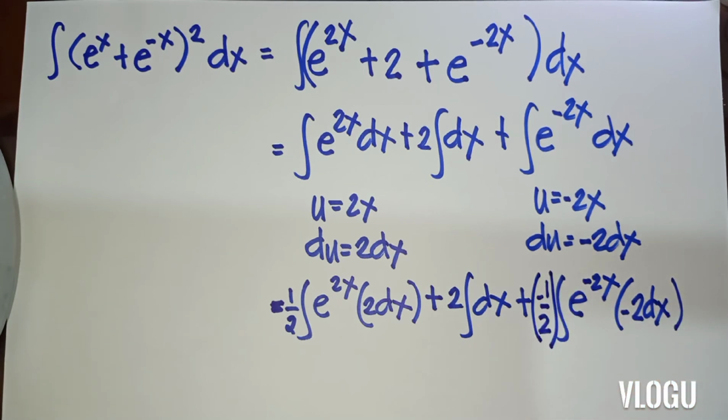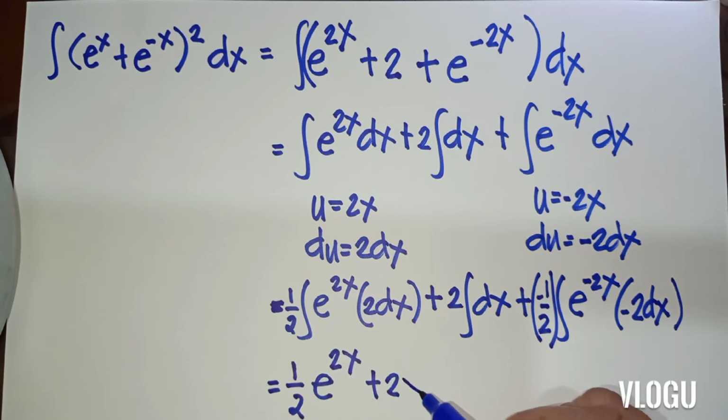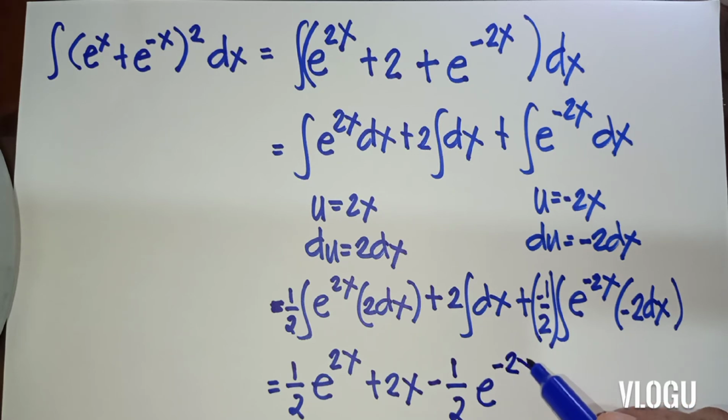Okay, so our final answer is equivalent to 1/2 e to the 2x plus 2x minus 1/2 e to the negative 2x plus c. So this is now our final answer.